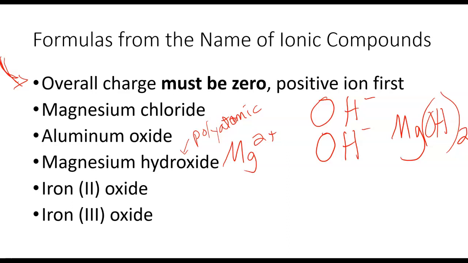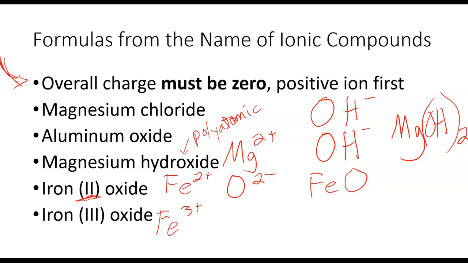Iron 2 oxide. This is a transition metal. We know the charge because it's written here. So we have iron, Fe, 2+, oxide, O, 2-, 2 positive, 2 negative. These are already equal. So I'm just going to have FeO for my formula. Iron 3 oxide, Fe3+, O2-. The lowest common multiple between 3 and 2 is 6. So we're going to have 2 of the irons. We're going to have 3 of the oxygens. Fe2O3.